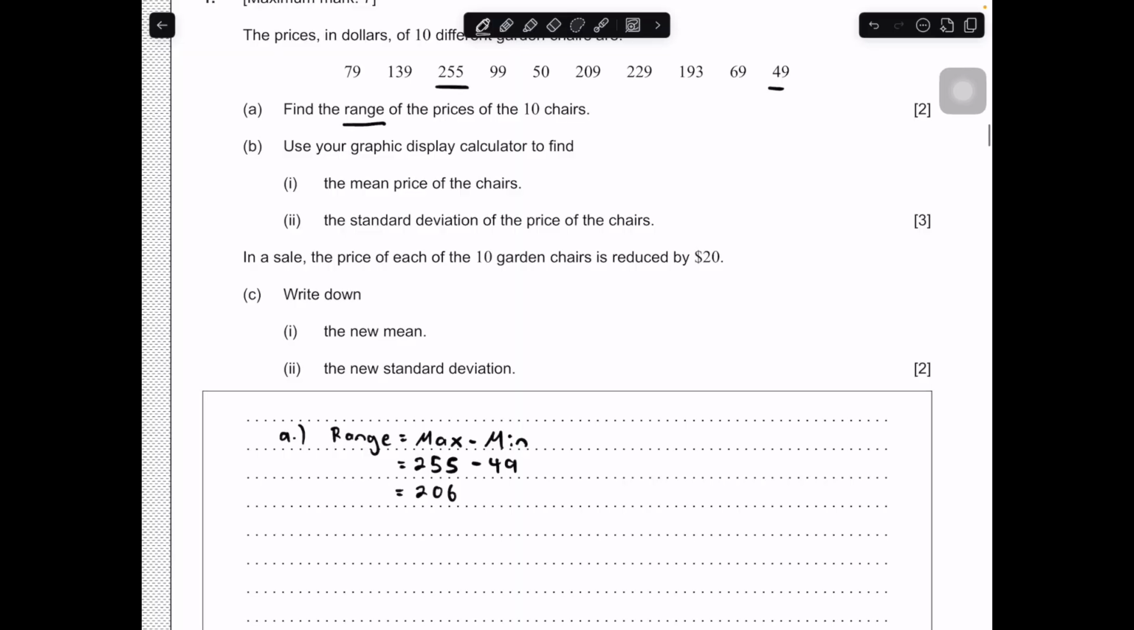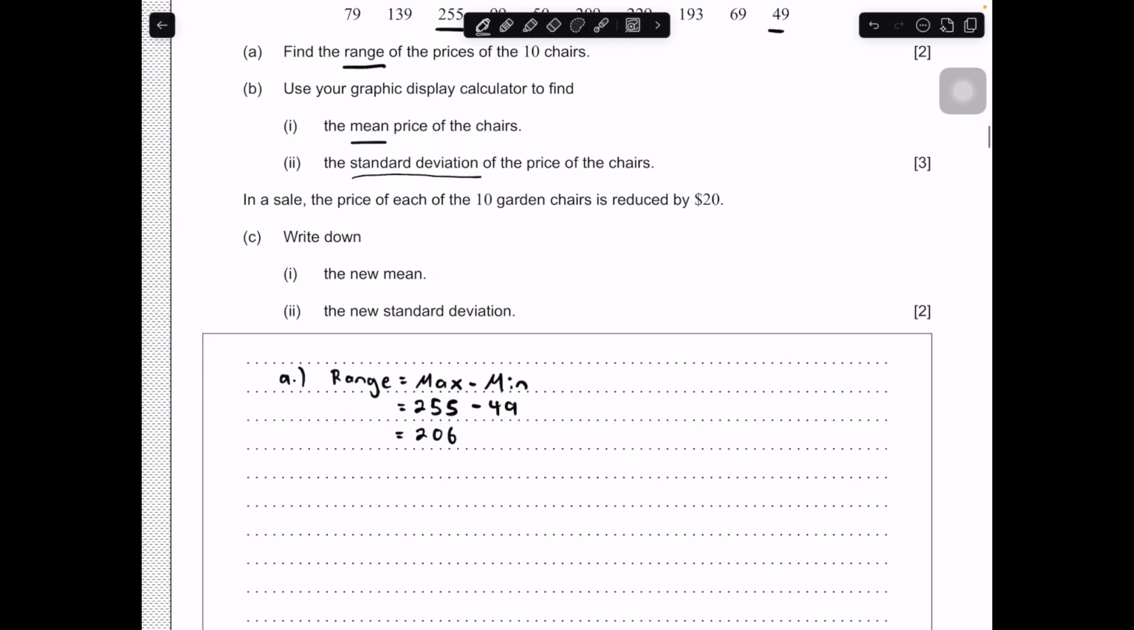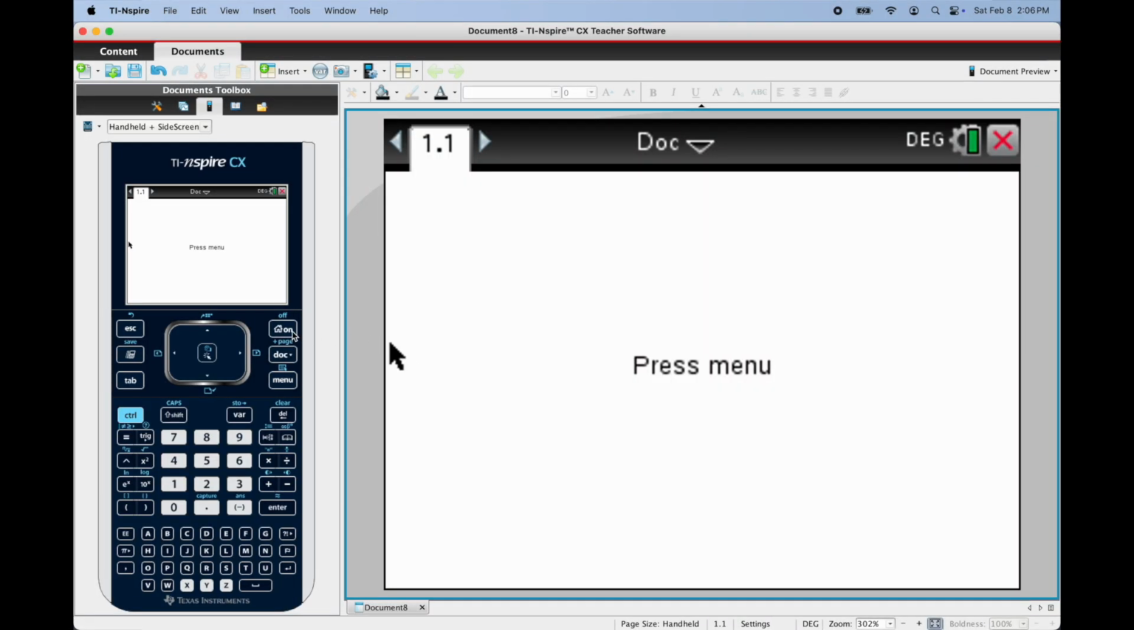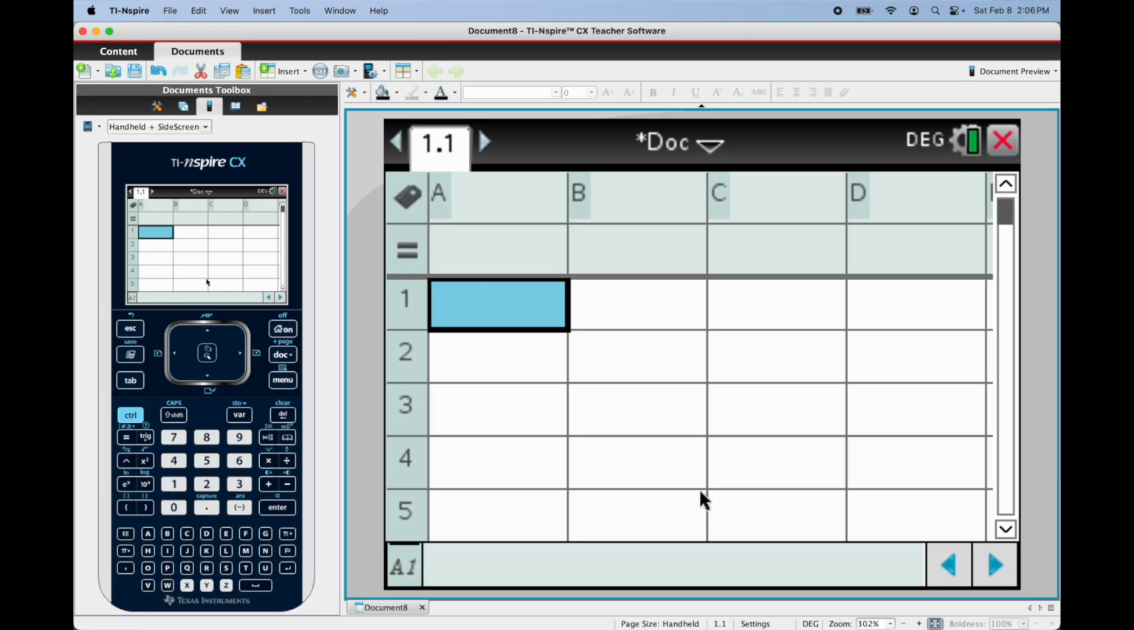Second question, they're asking us to use your graphic display calculator to find the mean price of the chairs, that is to say the average price, and the next one is the standard deviation. Alright, so let's go and start with B1. Okay, so we're going to need to go to the calculator screen for this. Let's do that now. Let's go into spreadsheets, set up a column, and enter the values.